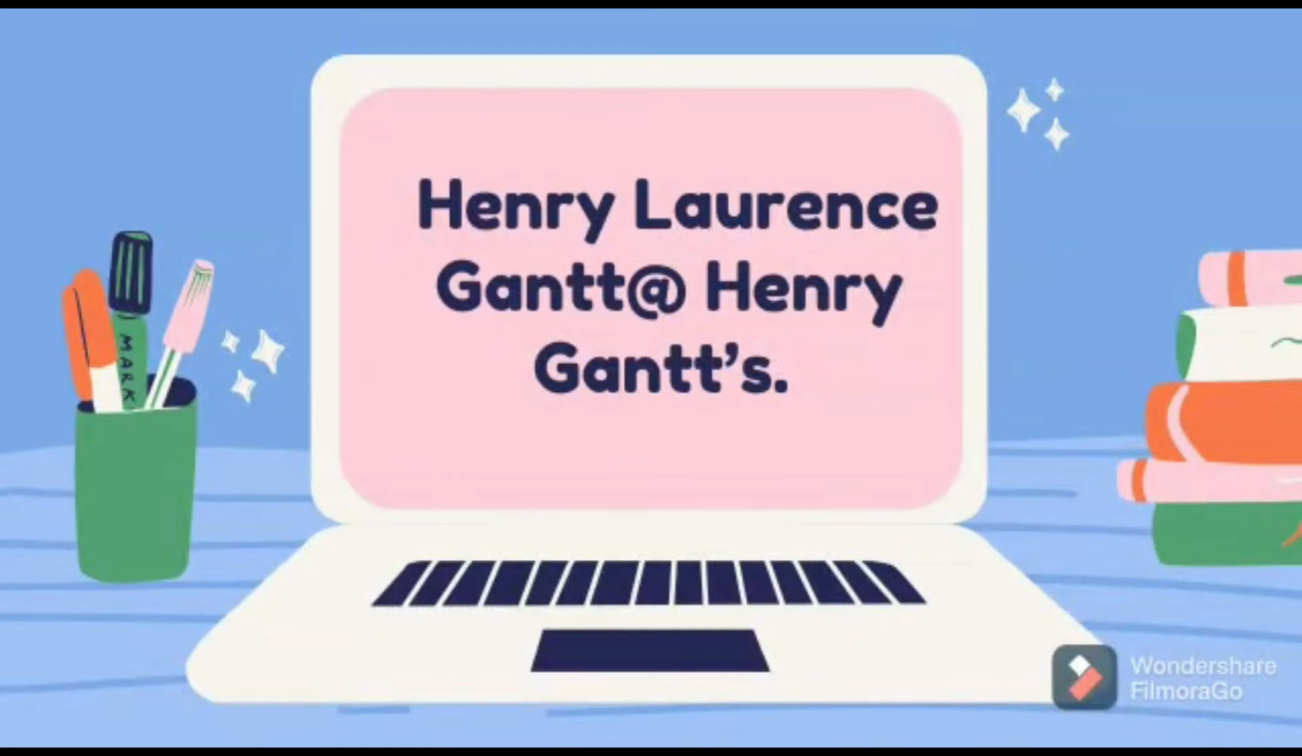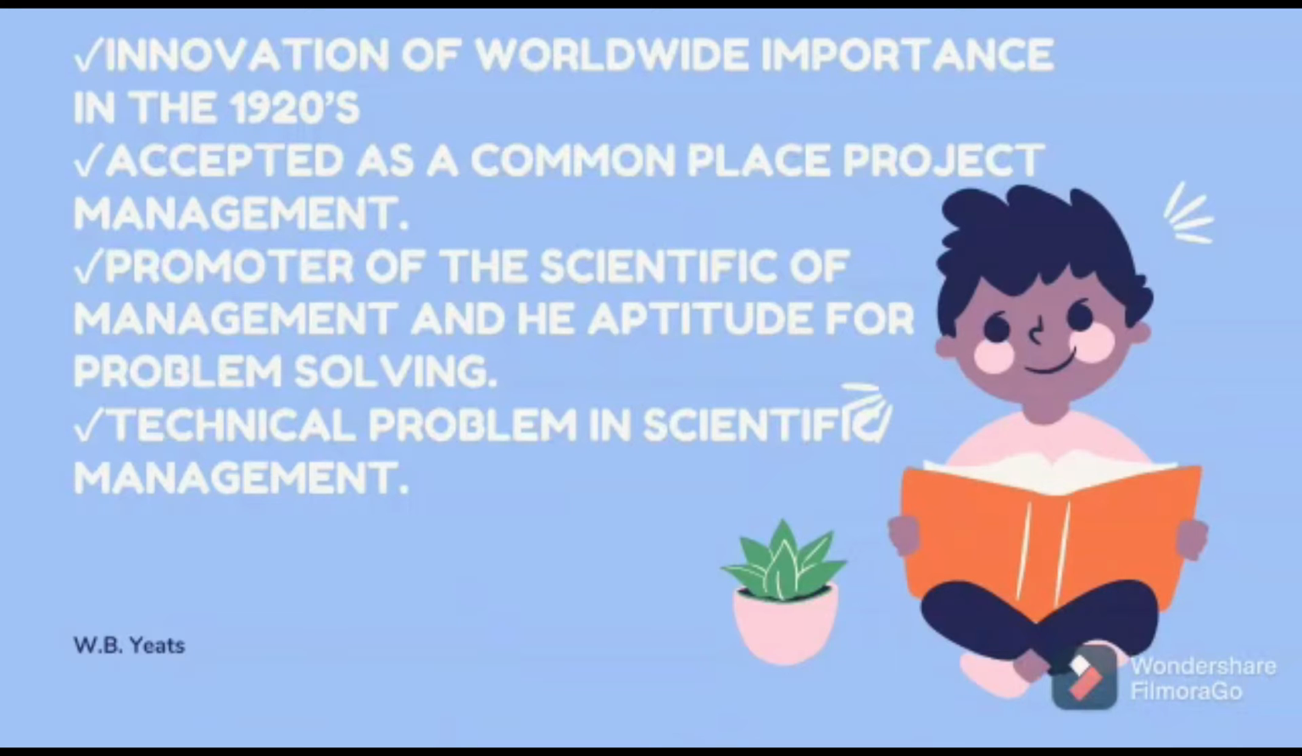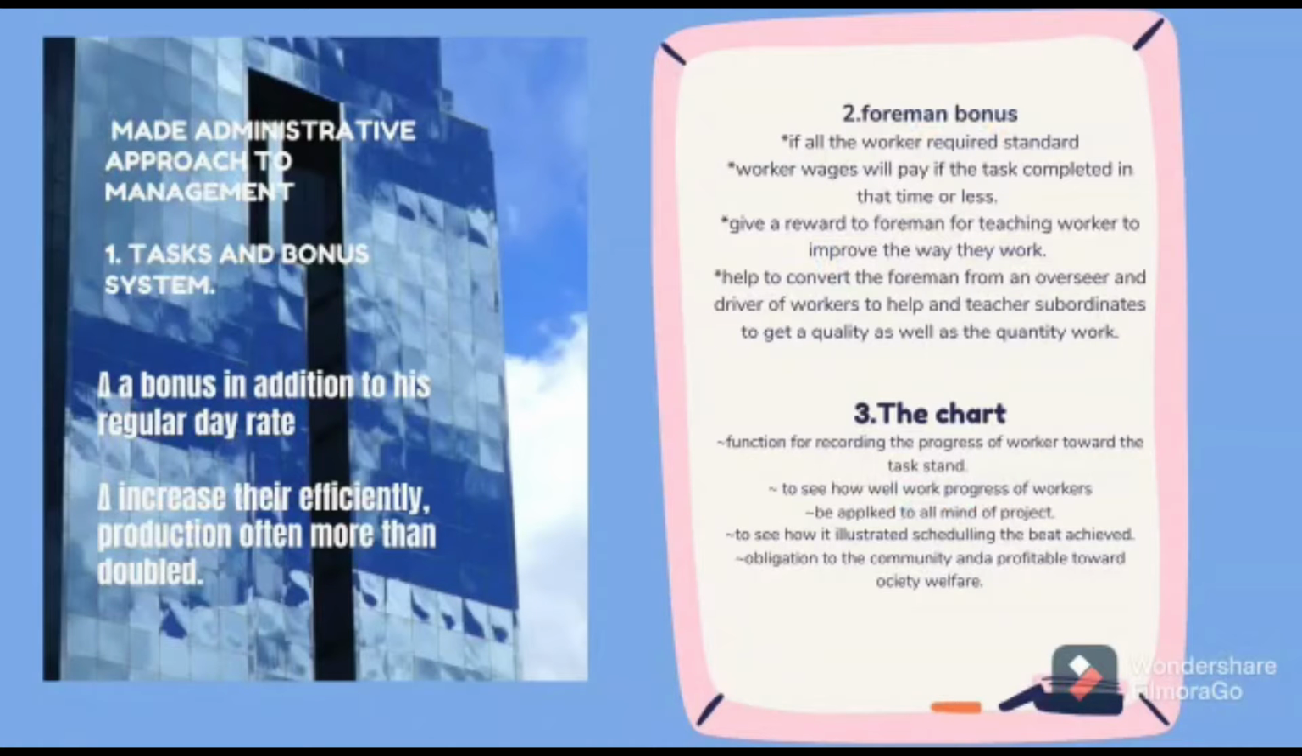Henry Lawrence Gantt made an innovation of worldwide importance in 1920, now accepted as commonplace in project management. He was also a promoter of scientific management and had an aptitude for solving technical problems in scientific management. Gantt also made an administrative approach to management, like the task and bonus system, a bonus in addition to his regular day rate that often more than doubled production efficiency.